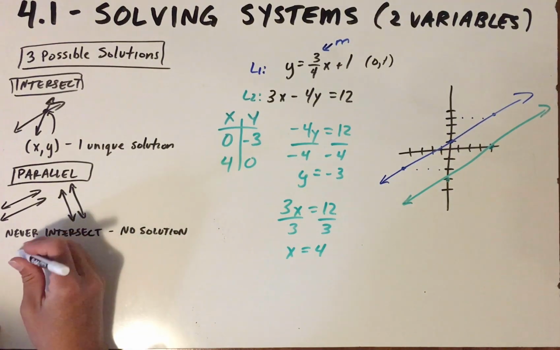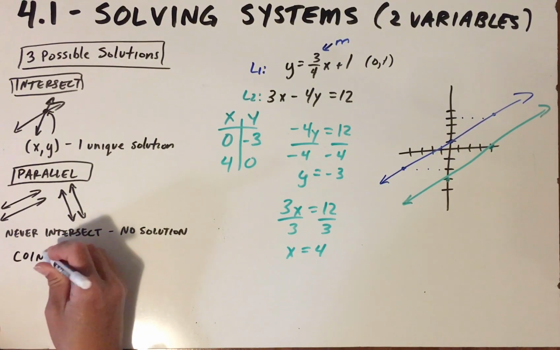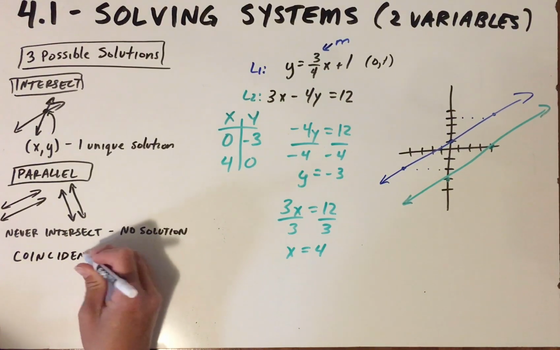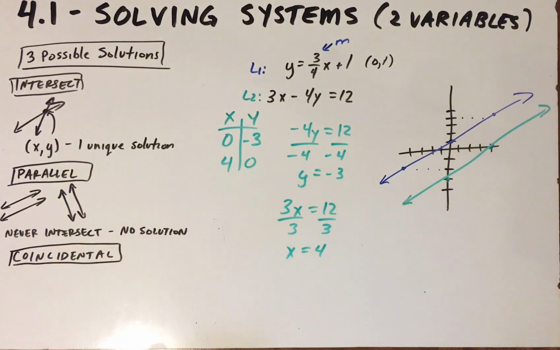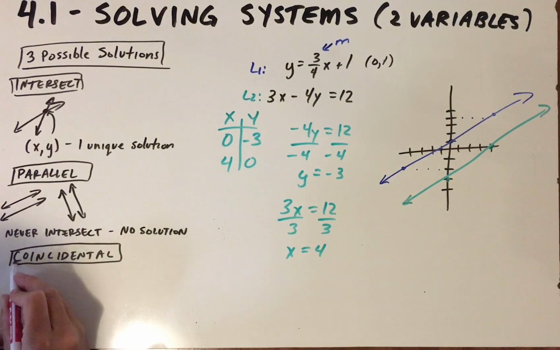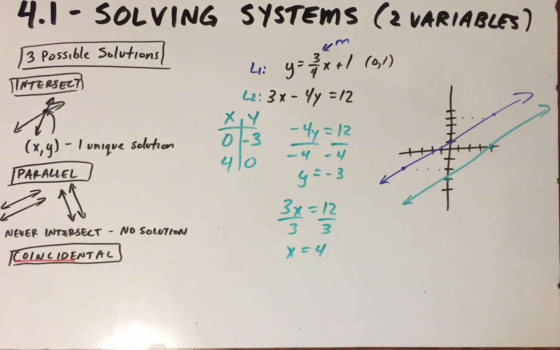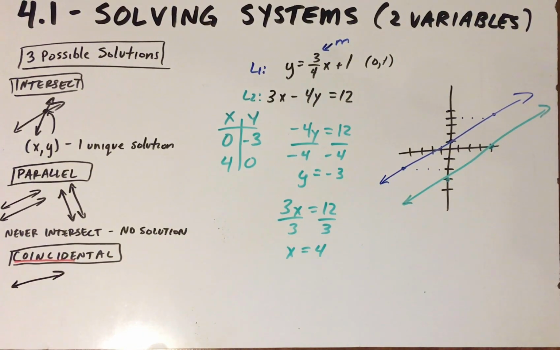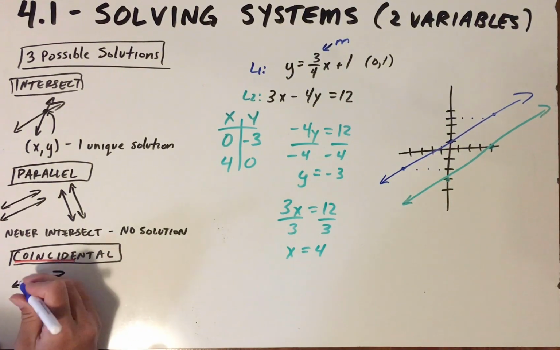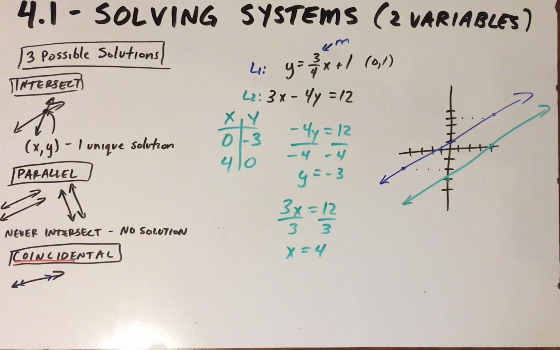Okay, the next possibility is that we could have coincidental lines. Coincidental means that the lines coincide. Coincide means basically that they're the same line. What does that look like? It's literally like if I said, here's my line, and I graph that, and then there's another line, and it is the same line. So they coincide.